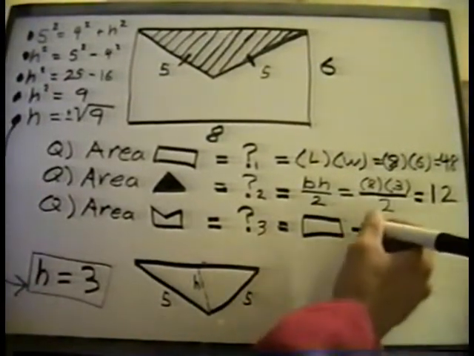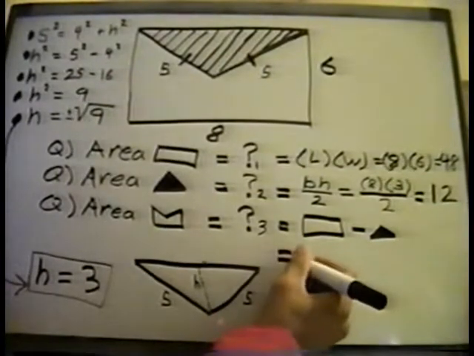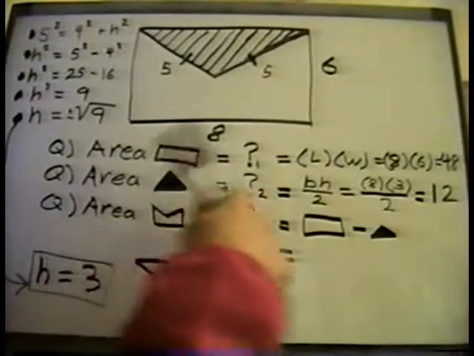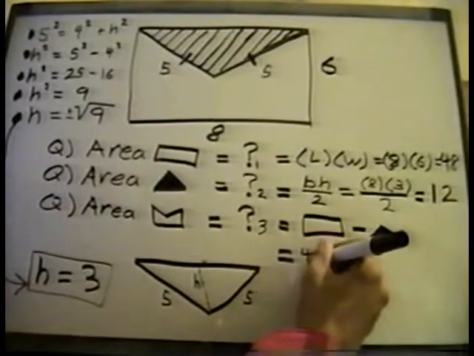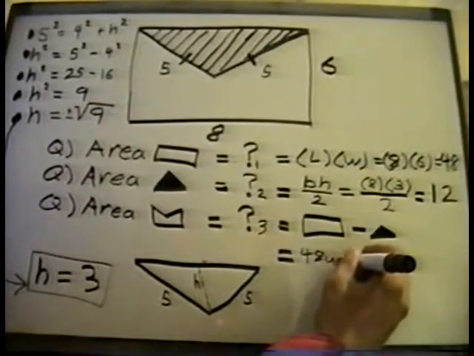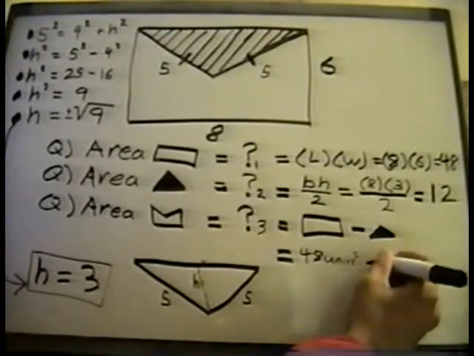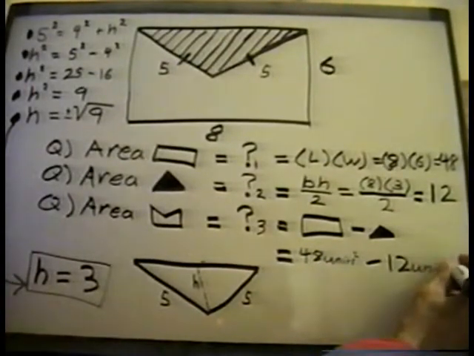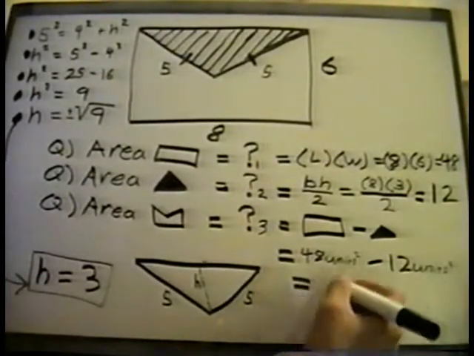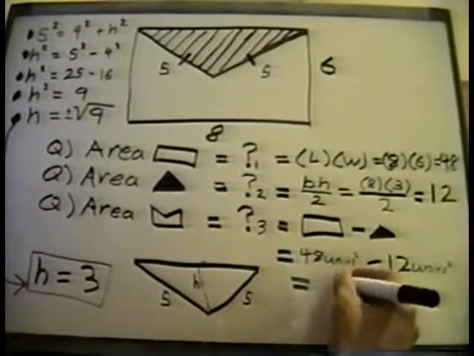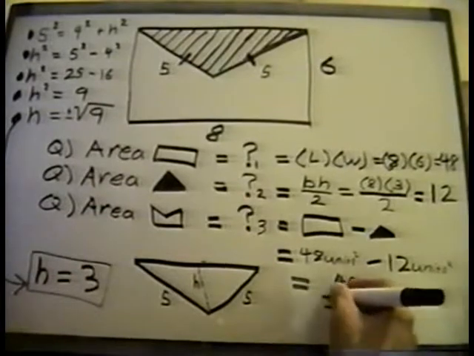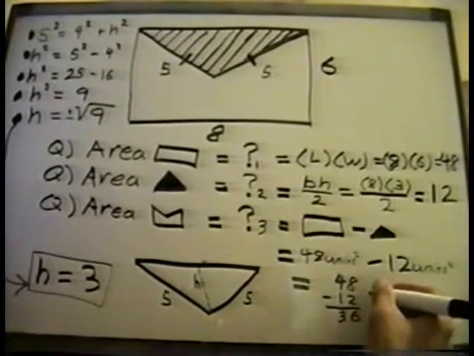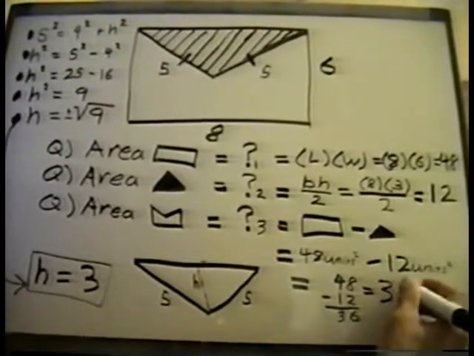Square units. So here, now we want to find the area of the shaded region. We plug in our values: 48 square units minus 12 square units, which is equal to 48 minus 12. That's 36 square units.